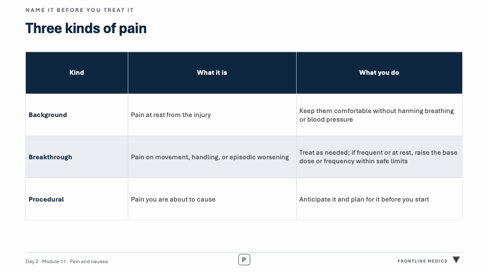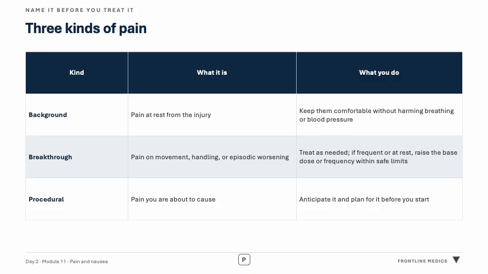In general, we can think of pain as three different types. Background pain is the pain at rest from the injury. Keep them comfortable without harming breathing or blood pressure. Breakthrough pain is pain upon movement or handling or other episodic, worsened pain. Treat as needed, and if it is frequent or happening at rest, increase the base dose of medication or frequency within safe limits.